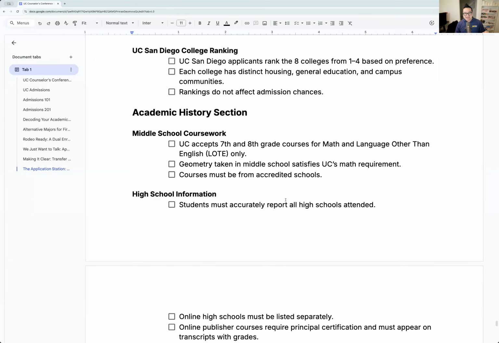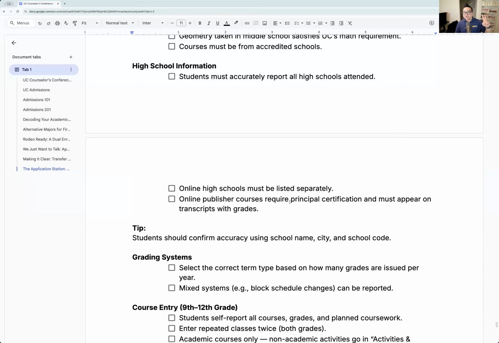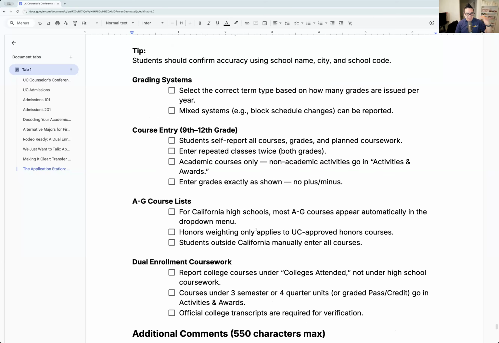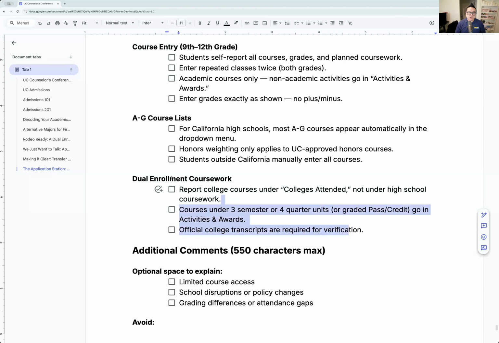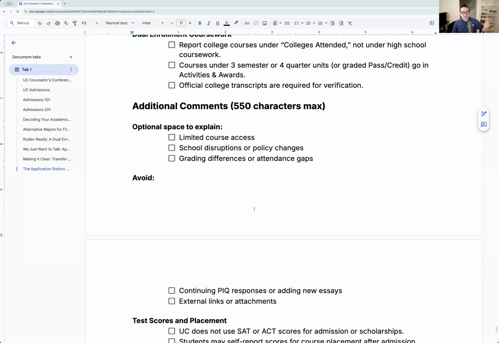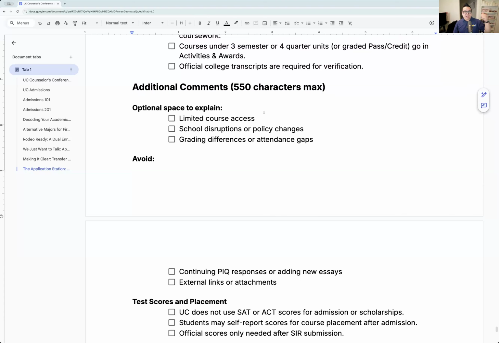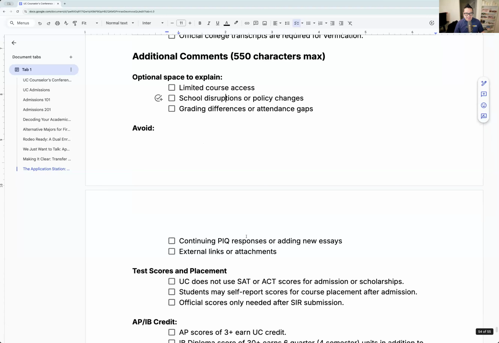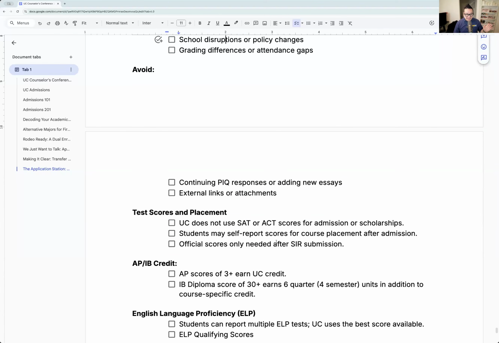When it comes to academics, you're going to share your middle school information and all the high schools. So if you went to UC Scout, BYU, Silicon Valley, you add all those schools to this section too. If you did dual enrollment, you add the college you went to and all the classes there. There is an academic comment section for anything else you want to share academically: course access, school disruptions, grade differences. Don't talk about essays. Don't link anything, that's key.